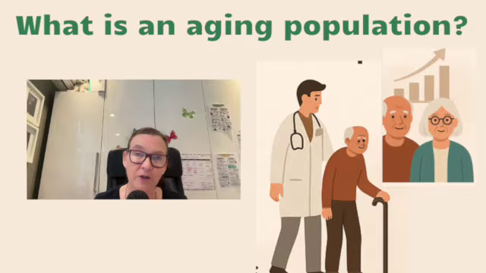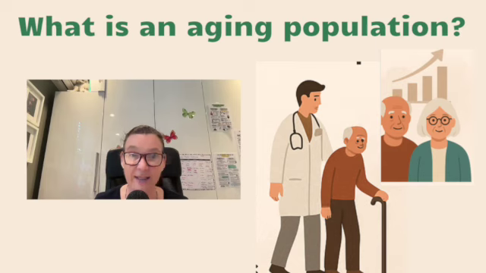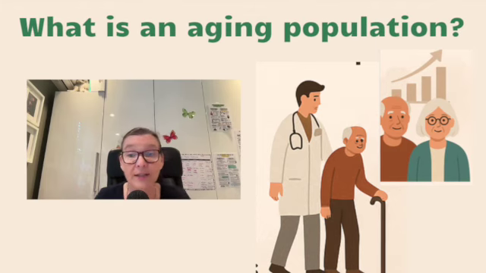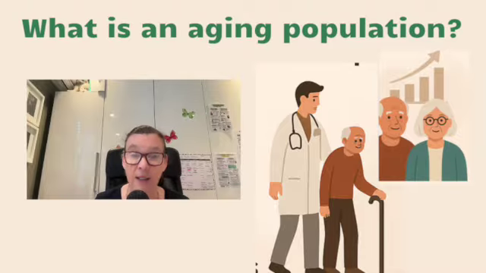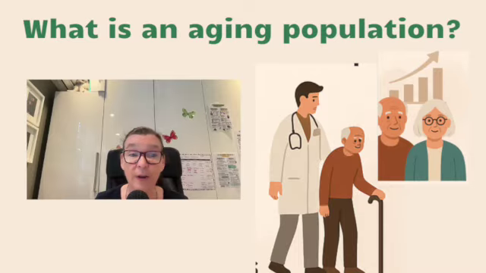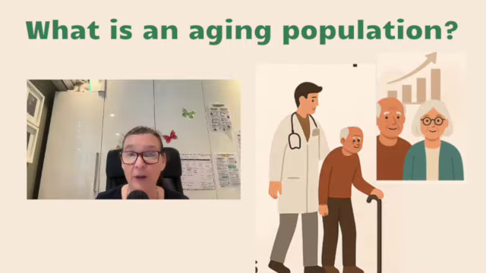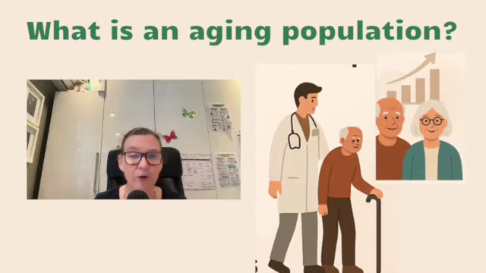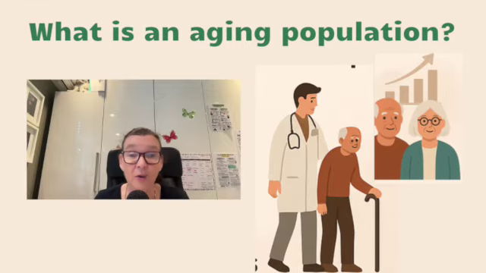There are three major causes behind aging populations. First, declining birth rates. Fewer children being born decreases the share of young people. Second, increased life expectancy. People are living longer due to better nutrition, education, and living conditions. And third, ongoing healthcare advancements. Improved medical care allows people to survive illnesses and live well into old age.